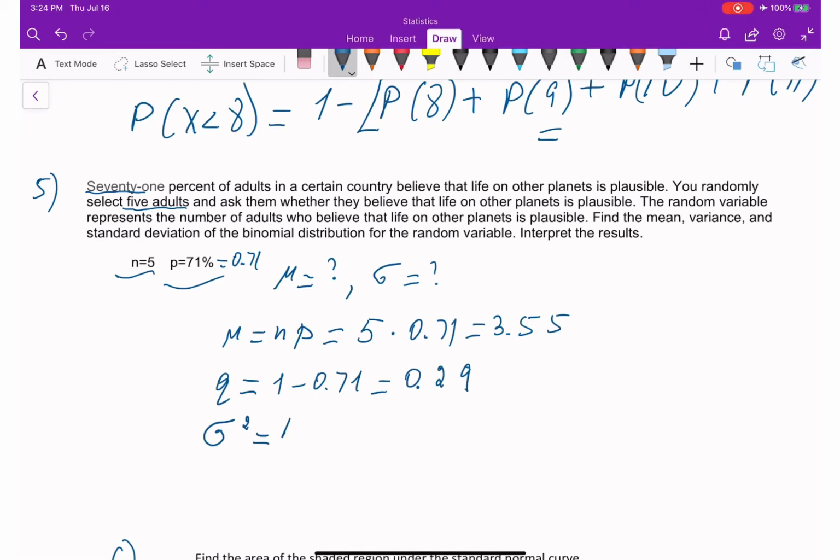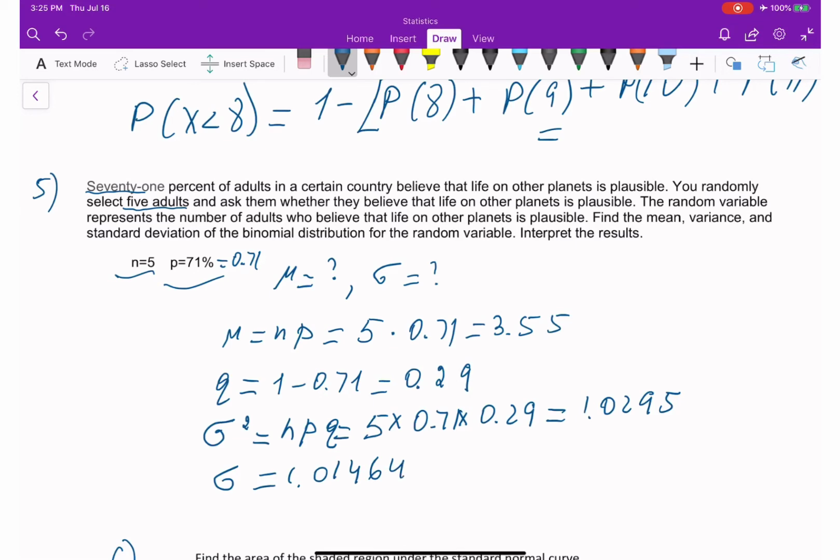is n times p times q, which is going to be 5 times 0.71 times 0.29, and it's going to be 1.0295. And the standard deviation, sigma, is going to be 1.014642. Let me tell you something, how I am figuring out which one to solve, what to solve.